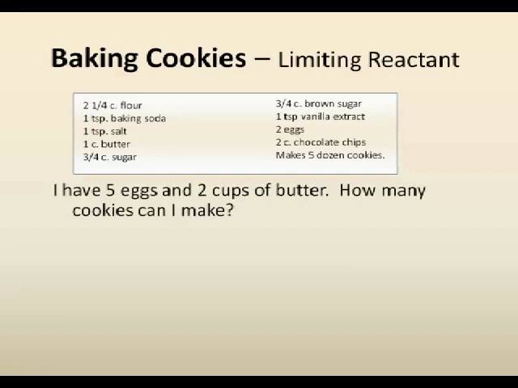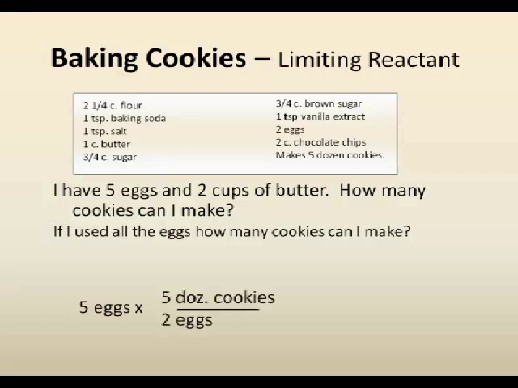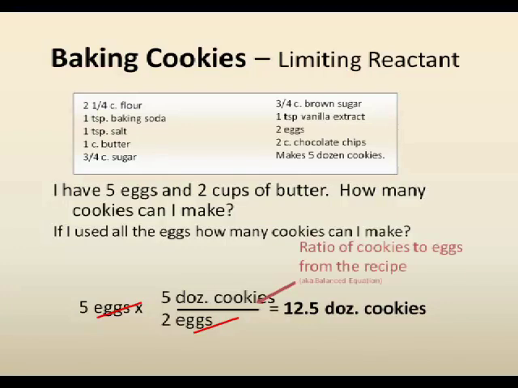Here's a chocolate chip cookie recipe. If you have 5 eggs and 2 cups of butter, how many cookies can you make? Well, if I used up all the eggs, do the calculations, and I'll discover that I'm going to be able to make 12.5 dozen. You use the ratio of cookies to eggs from the recipe, just like the balanced equation in chemistry.